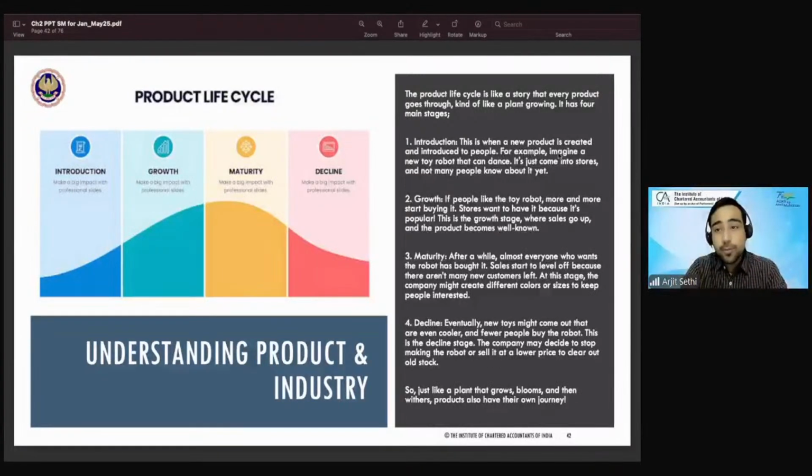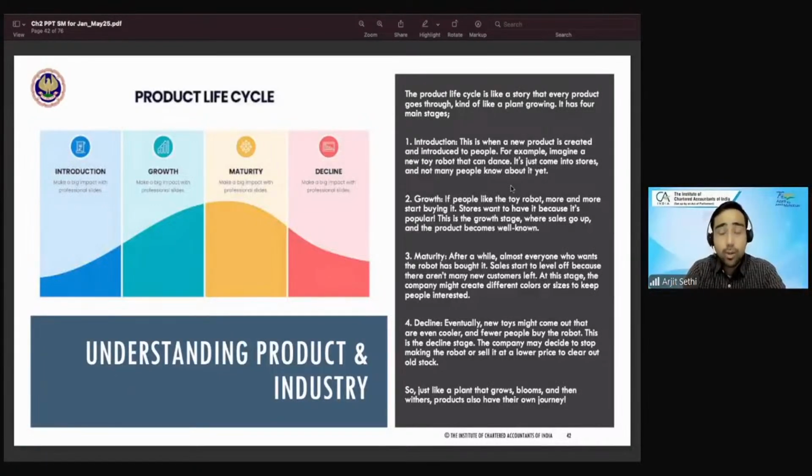So, introduction. This is when a new product is created and introduced to people. For example, imagine a new toy robot that can dance. It just comes into the stores and not many people know about it yet. There's a robo which can dance. This is a new introduction. People don't know about it. It's just sitting idle in a toy shop. People are not aware of that. This is a new product that has come into the market. That's called the introduction stage.